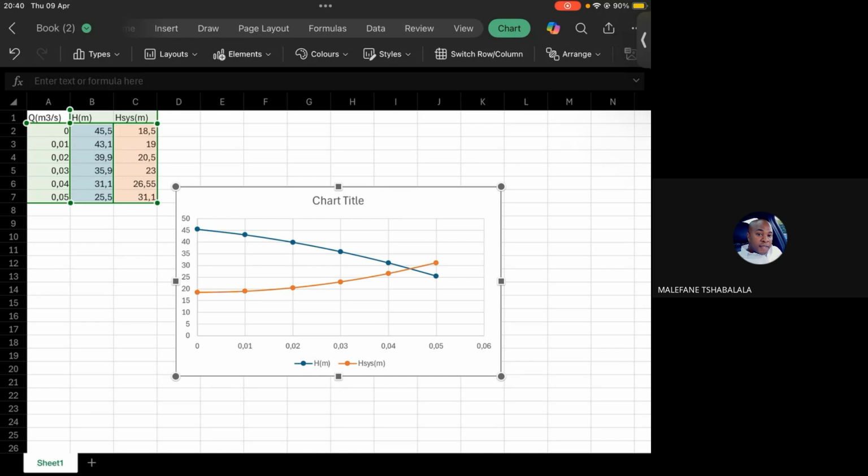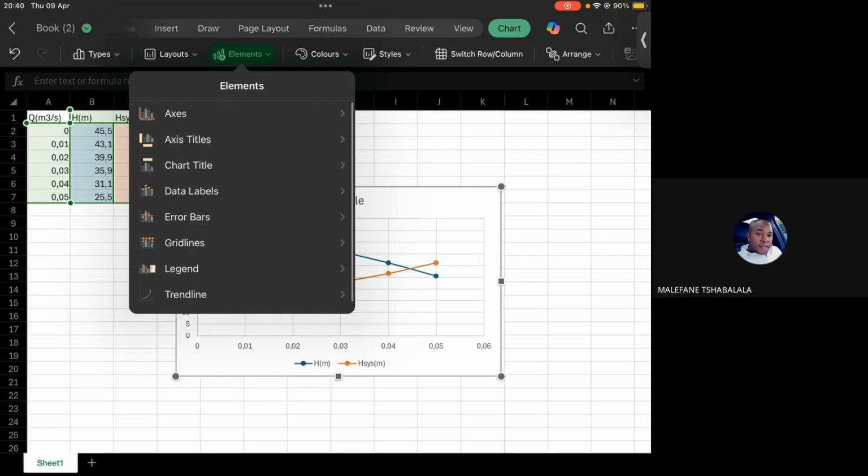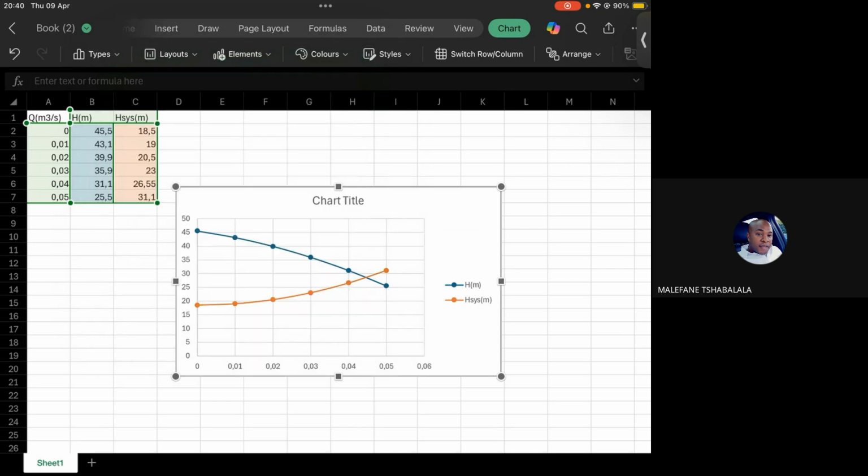I don't want these legends along my x-axis. So I'll go to Elements, and under Elements I'll go to Legends. Since I want the legends on the right-hand side of this graph, I'll select Right. Now you can see my legends are on the right-hand side of this centrifugal pump graph.